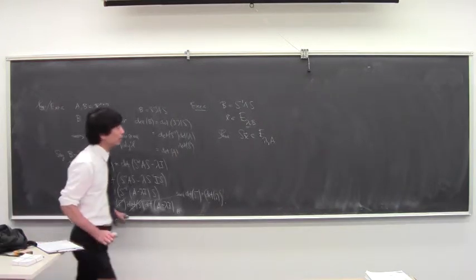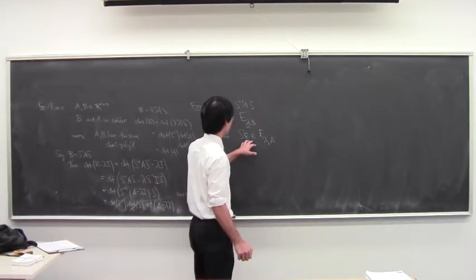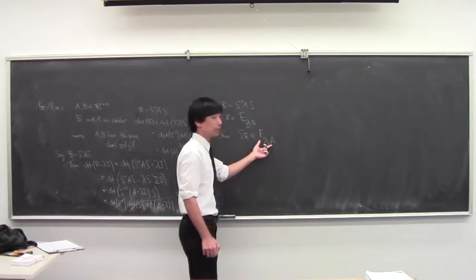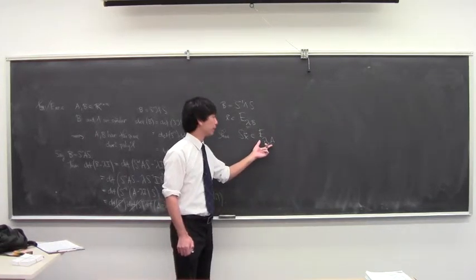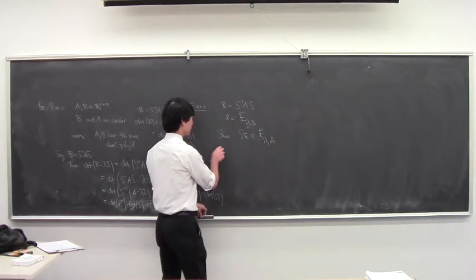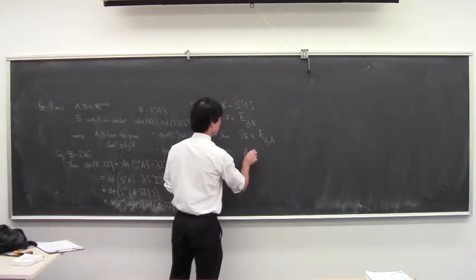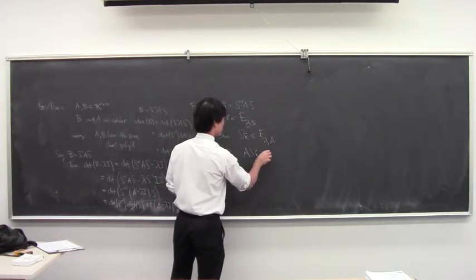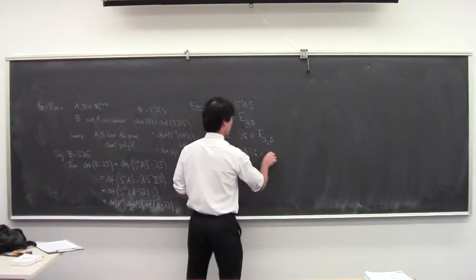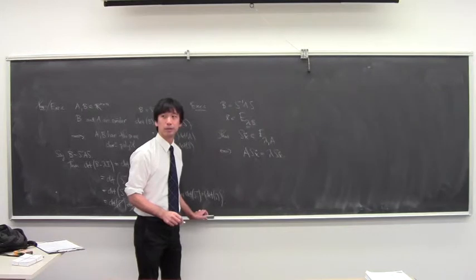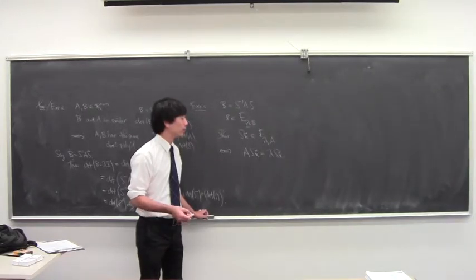Okay, what about the second one? The second one is just a calculation. You want to show that Sx is an eigenvector of A. We want to show that A Sx equals lambda Sx. But why is that true?